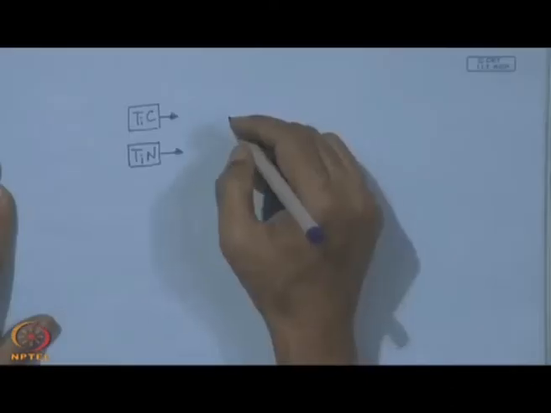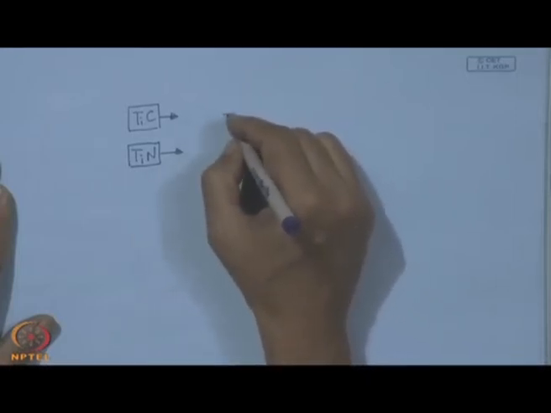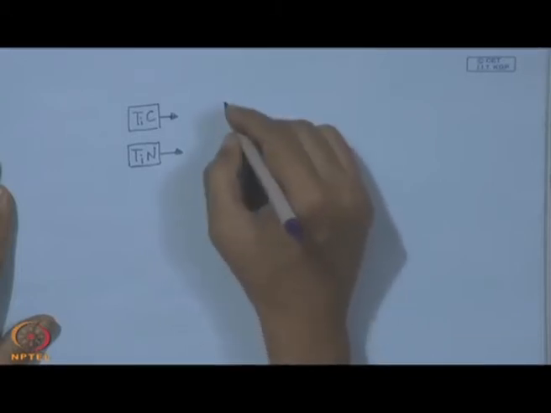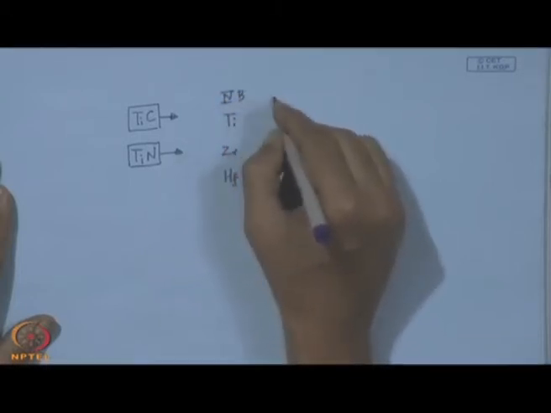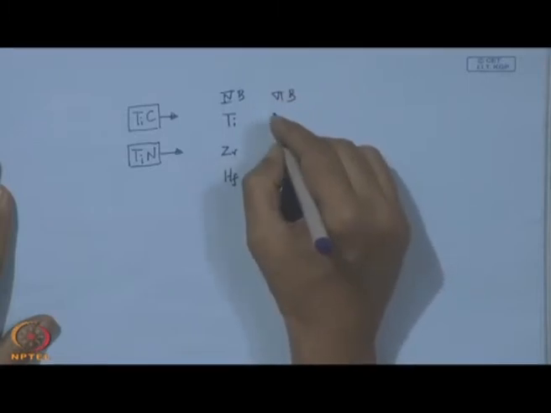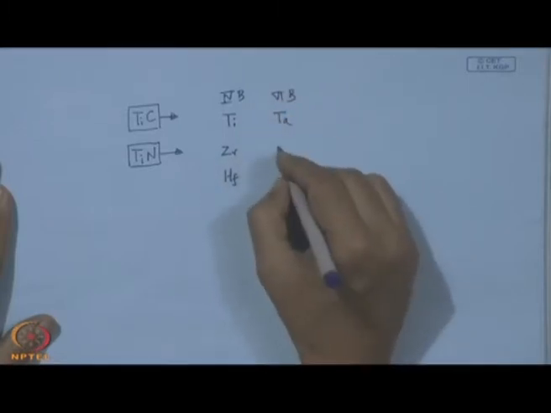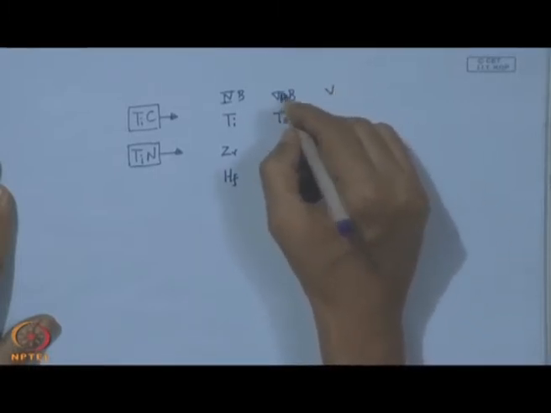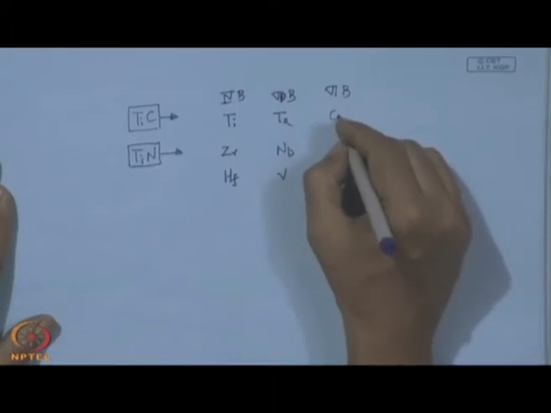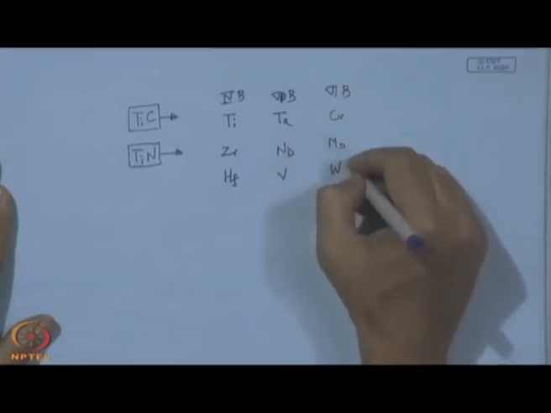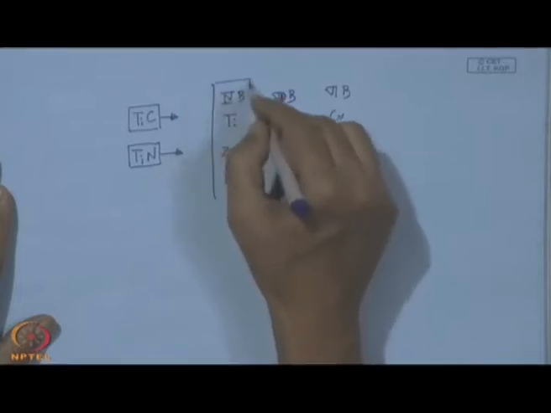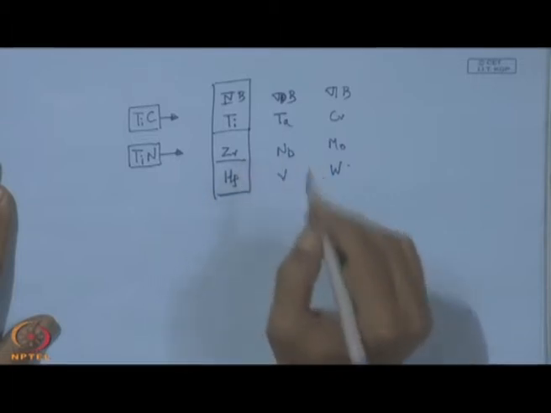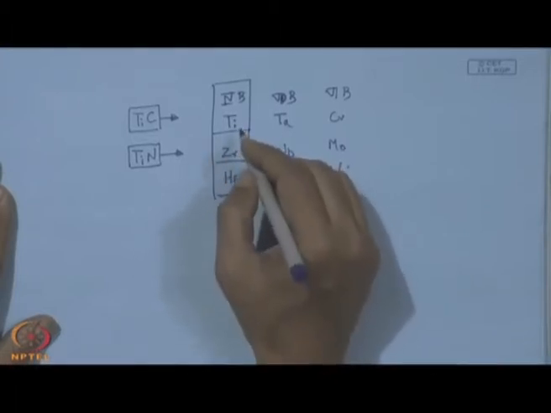Now, if we consider the transition elements, we can quickly have a look. These are from group 4B. Now, 5B is tantalum, niobium and vanadium. 5B, this is 6B, chromium, molybdenum and tungsten. Now, if we pay attention here, we have titanium, zirconium and hafnium, and their carbides.